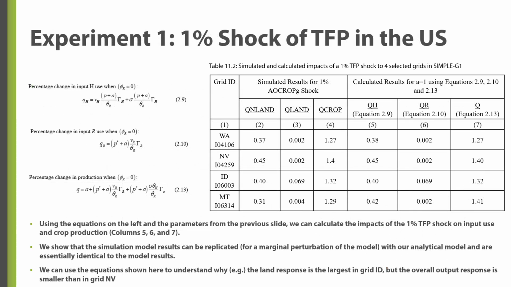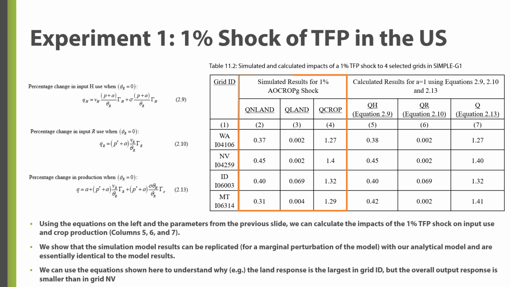We begin with a simple 1% perturbation of TFP in the US, and examine how this plays out at the level of individual grid cells, while holding market prices fixed. The goal of this experiment is to explore the local level impacts of the 1% TFP shock, for which you need to complete the results for the 12 focus grids in the US, in Table 11.2.